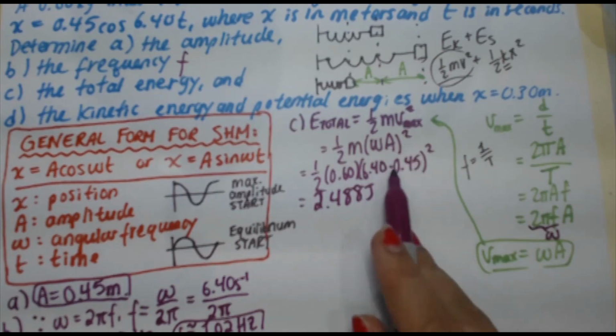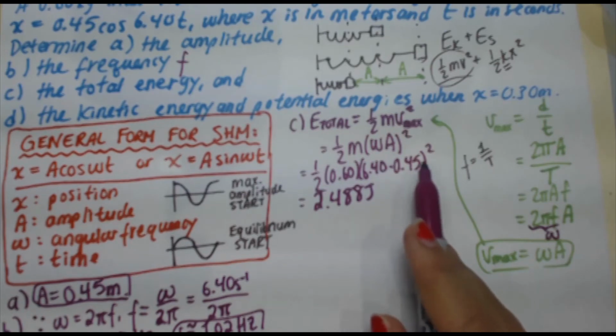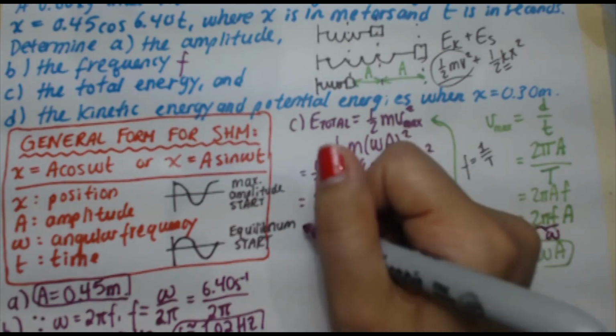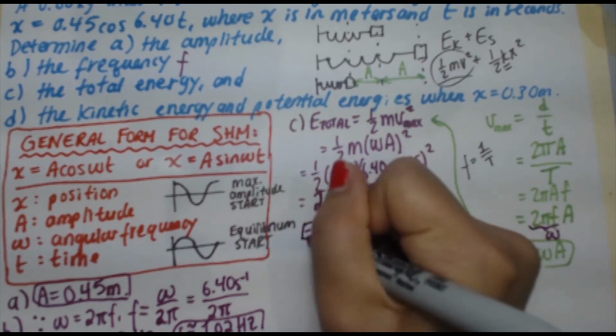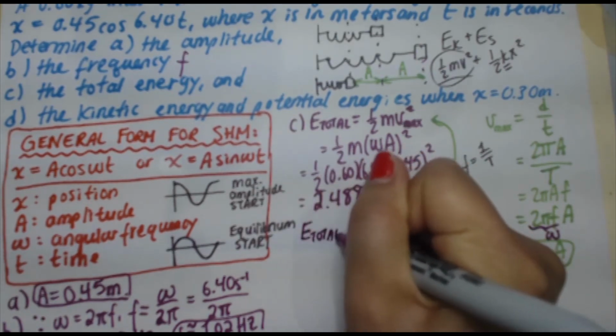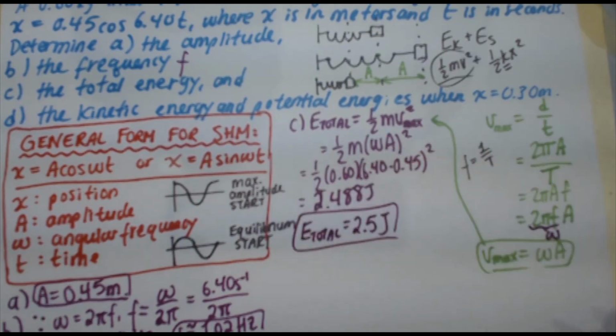Now, for the values we used in these calculations, we used the 0.45 and the 6.40. And because 0.45 is only significant to two significant figures, we're going to use this value. So we're going to round this to 2 sig figs. It's going to become 2.5. So E total equals 2.5 joules. Okay, so there you go.